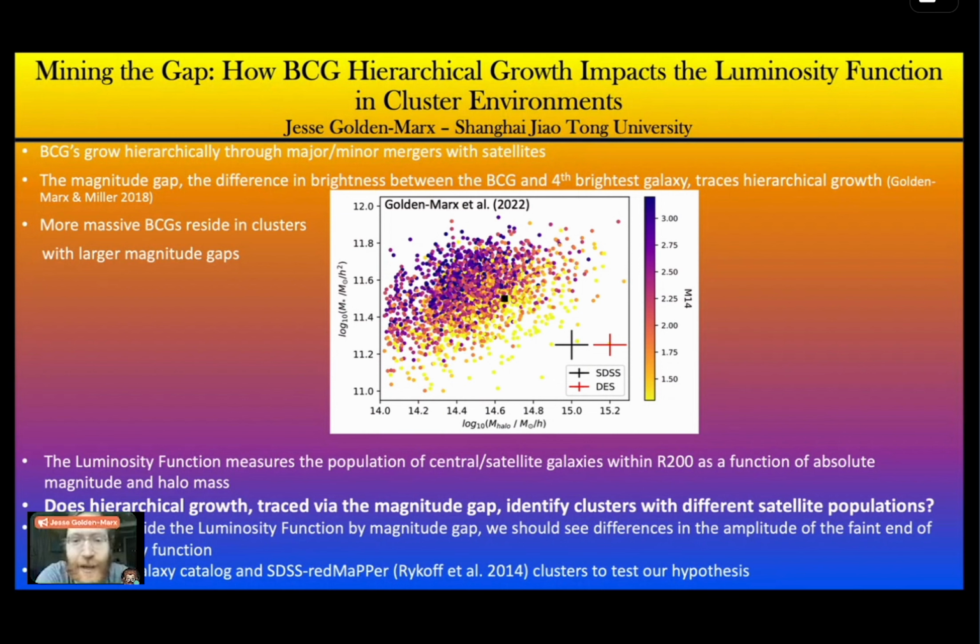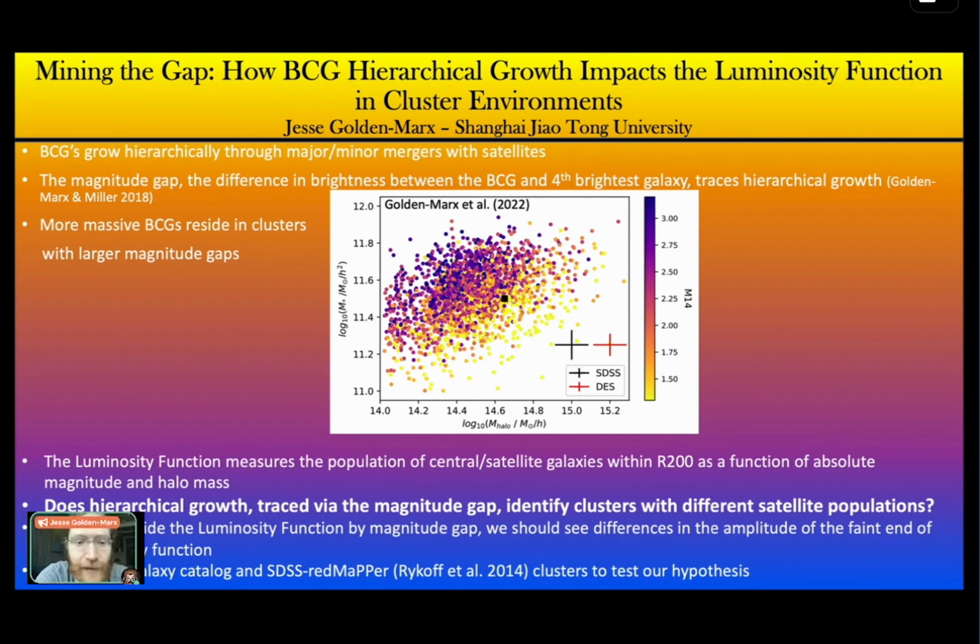I'll be telling you a little bit about my research on the luminosity function and the impact of hierarchical growth. For those of you who are unfamiliar with brightest central galaxies, they grow hierarchically by merging with satellite galaxies. The magnitude gap, which is the difference in brightness between the BCG and fourth brightest galaxy, has been found to be an observational tracer of such hierarchical growth.